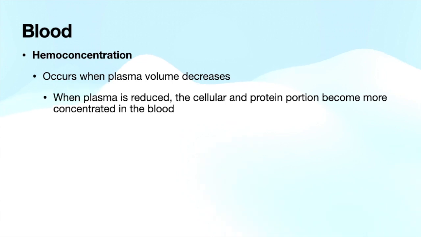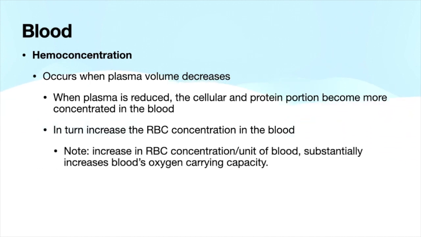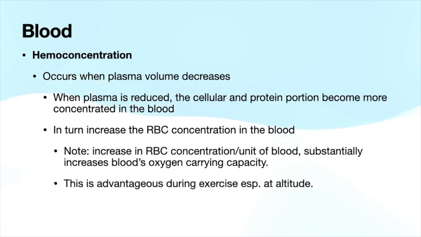This in turn increases the RBC concentration in blood. An increase in RBC concentration per unit of blood substantially increases the blood's oxygen carrying capacity. This is very advantageous during exercise, especially at altitude. Hemoconcentration will increase as exercise intensity increases as well.